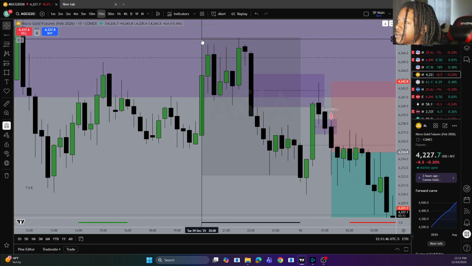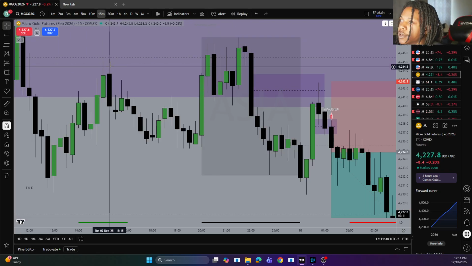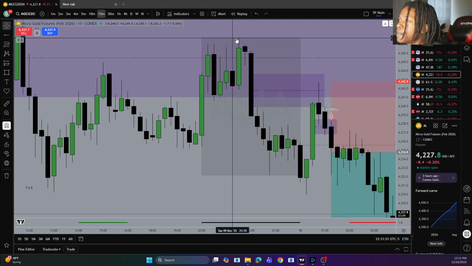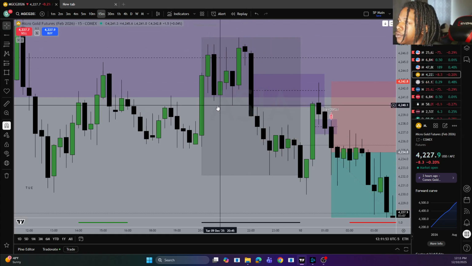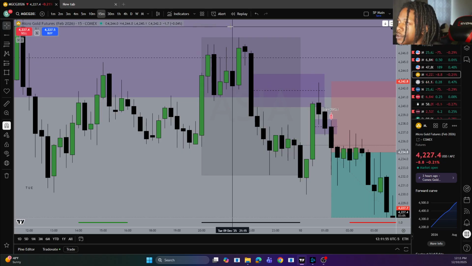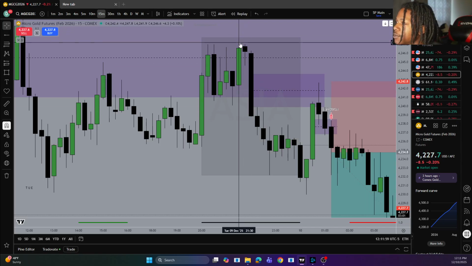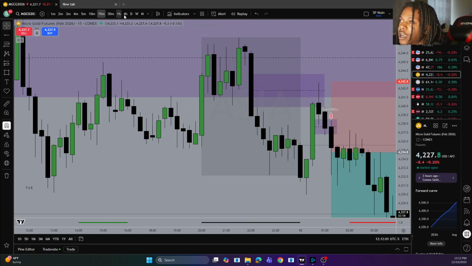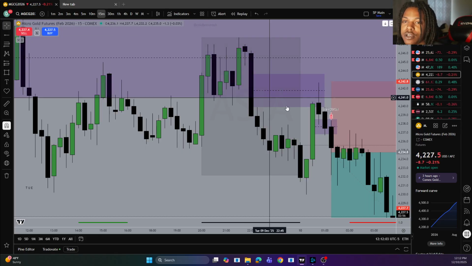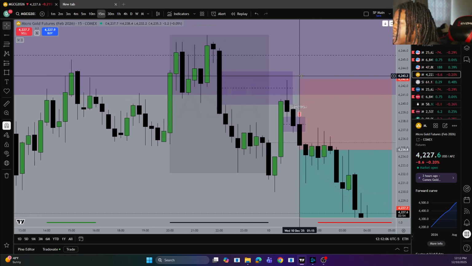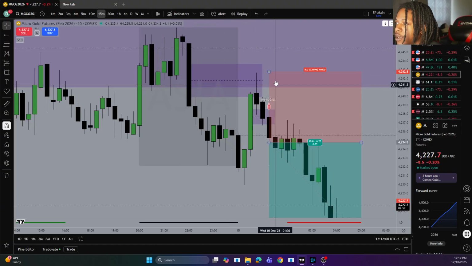So we have buy side taken out here above these highs and these highs here. Then we have displacement below the swing low that sponsored the buy side liquidity sweep. It left a fair value gap on the 15-minute chart, hourly chart, and I'm pretty sure on the 30-minute chart as well. Then we displaced lower from this fair value gap.